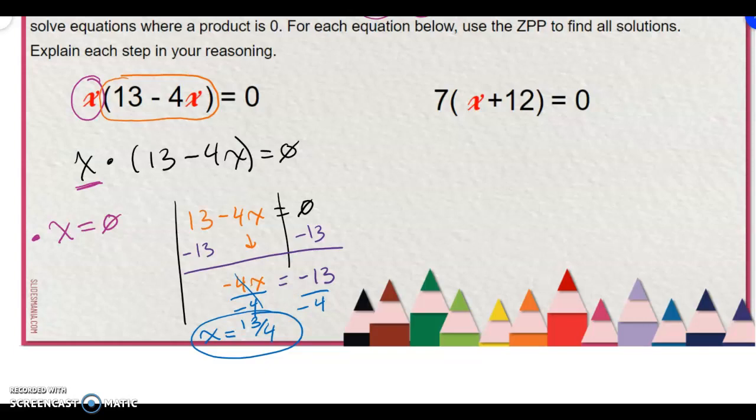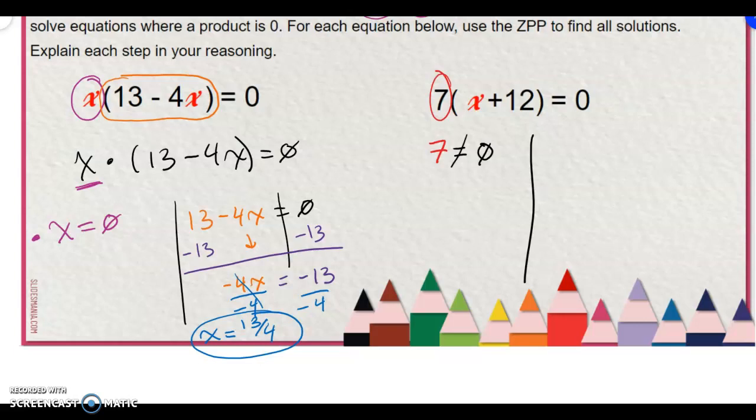So now I'm going to do the exact same thing with this 7 over here. I usually draw a line between the equations. I'm going to have 7 set equal to 0 to see if I can make that equal to 0, which obviously I can't. 7 can't equal 0, so that's not an option or true.